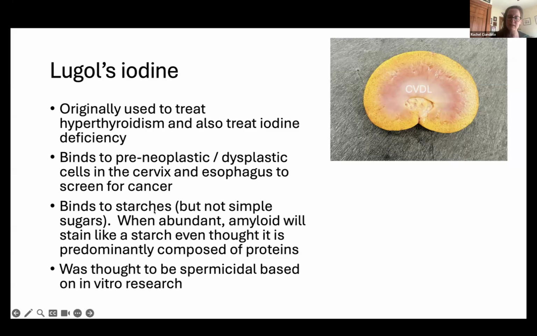The whole thing is it actually binds to starches. So it's not only for amyloid, it's binding to anything that has starch, but amyloid behaves as a starch, even though it's a protein. It behaves as a starch when it's abundant. So it will bind to the Lugol's iodine as a bystander effect. But you have to have a significant amount of amyloid in the glomerulus or in the tubules in order to bind it up.